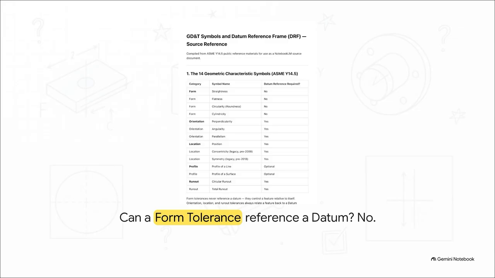Look at the form category: straightness, flatness, circularity, and cylindricity. Do they require a datum reference? No. Form tolerances never reference a datum because they control a feature relative to itself. So if your left-to-right scan hits a flatness symbol and you suddenly see an A or B in the datum boxes at the end of that frame, boom, it is an indisputable failure. You just caught the error.